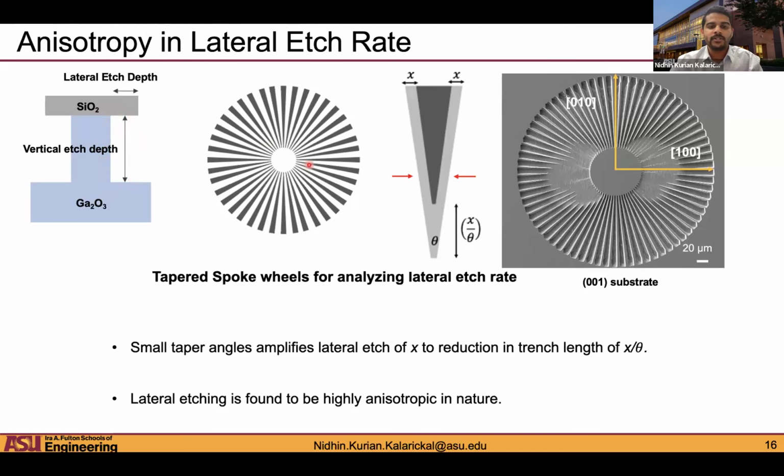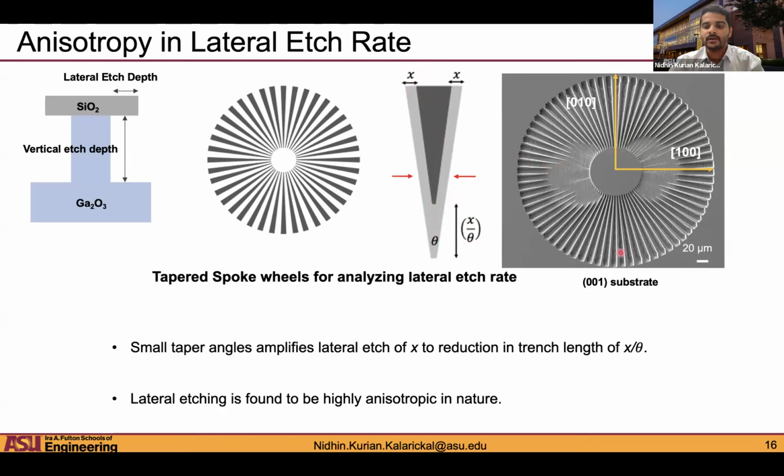Okay. So to understand this, we used what are known as tapered spoke wheel structures. These are the tapered spoke wheel structures. And these have a small angle, if I call it some small angle theta, the angle that we used was roughly around 1 degree or 2 degrees. And the idea is, for example, if you have a lateral etch depth of x, then the fin length contracts by x divided by theta. Okay, so even if x is very small, let's say 100 nanometers, if theta is small, the length contraction is much larger. So you can essentially magnify the effect of the lateral etch. Okay, and you can see that effect here.